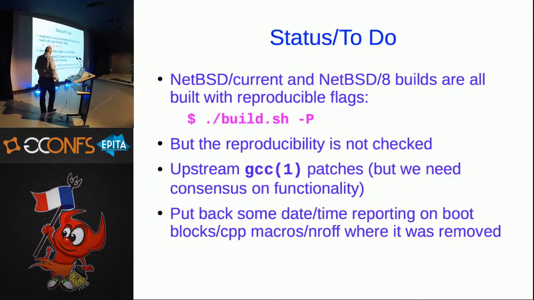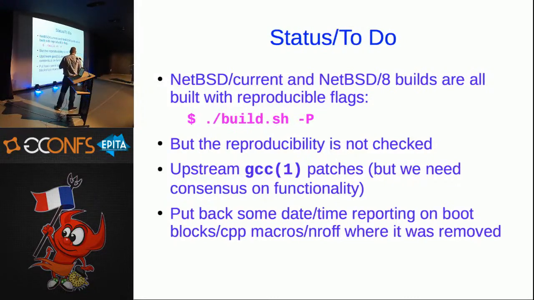So to build NetBSD current and NetBSD 8, they're all already built with reproducible flags. You just need to say build.sh -P, which means that if you go to the release engineering website and download the binary artifacts of a particular build at a source state for a particular architecture, you should be able to run the same build on that source you just downloaded, and the binaries that you build should be identical to the ones that you downloaded from the build server.